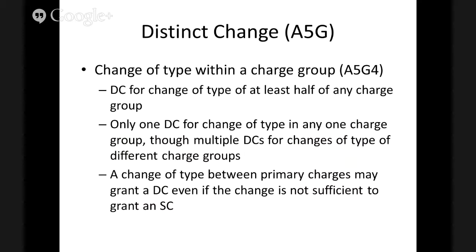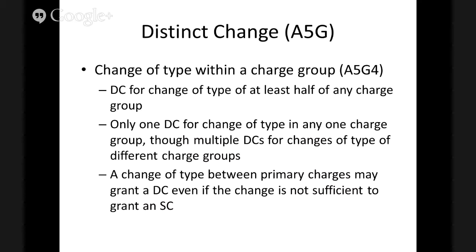Okay, next one is change of type within a charge group. Much like change of type in the SC section, however, you only need to change half or more. You don't have to change all of them. You only get 1 DC for change of type in any one charge group. Same as what we were talking about with tincture. And the change doesn't have to be as important.